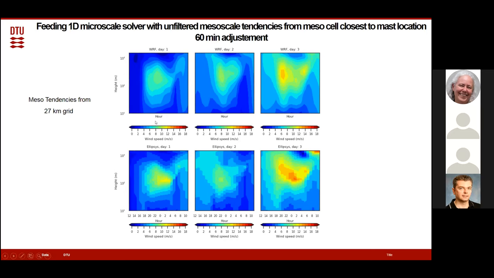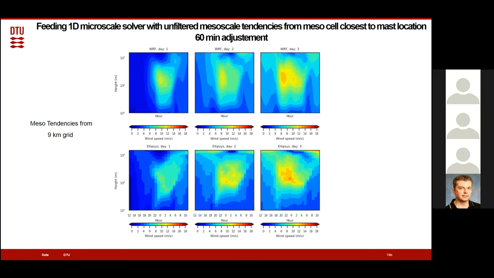We can see that doing this, we got some resemblance in the 1D model, but based on the contour plots we can also see that the 1D model seems to struggle quite a bit numerically in this particular case.